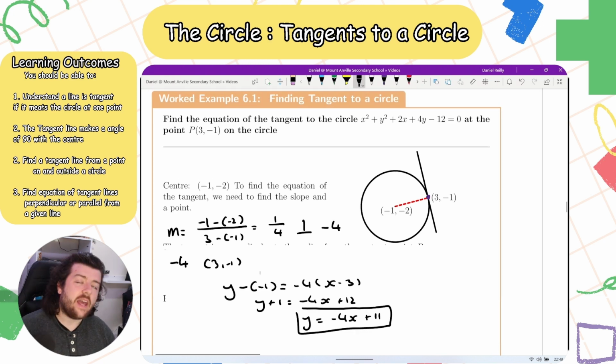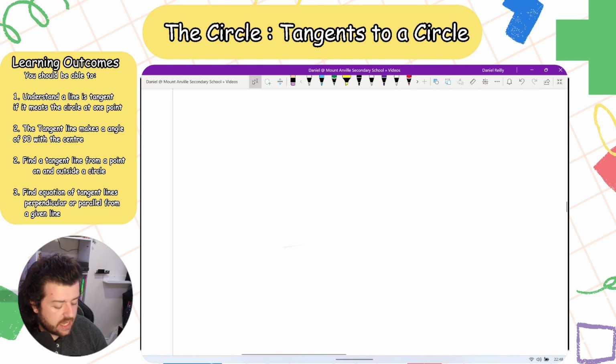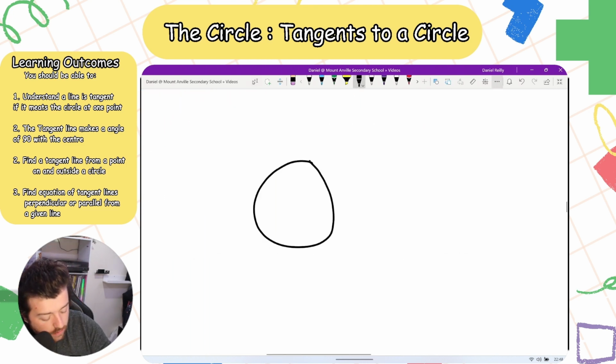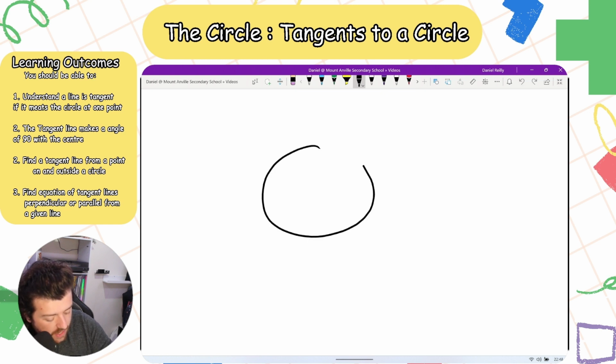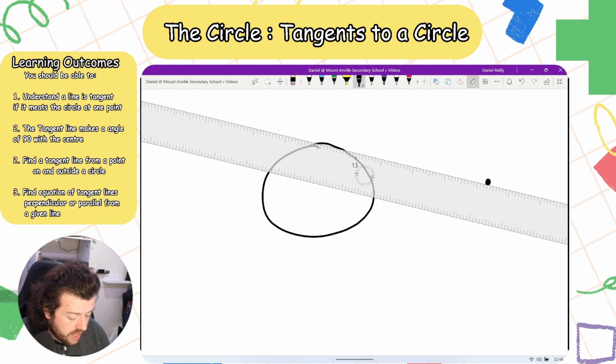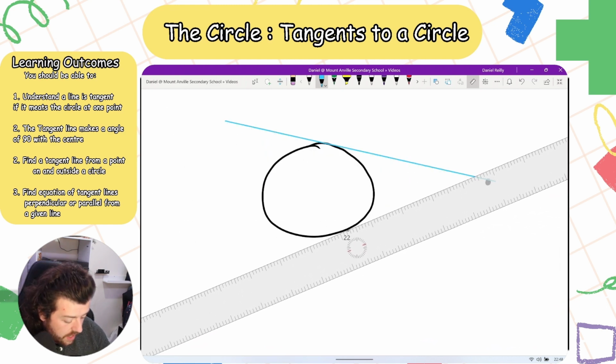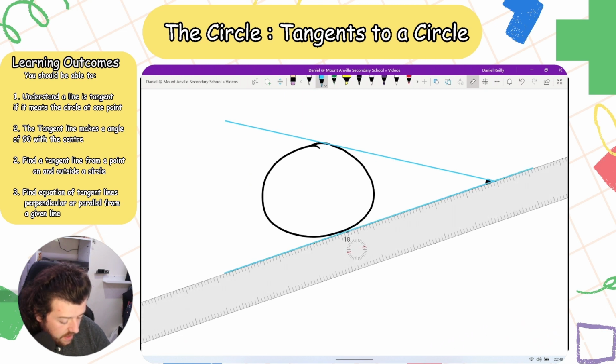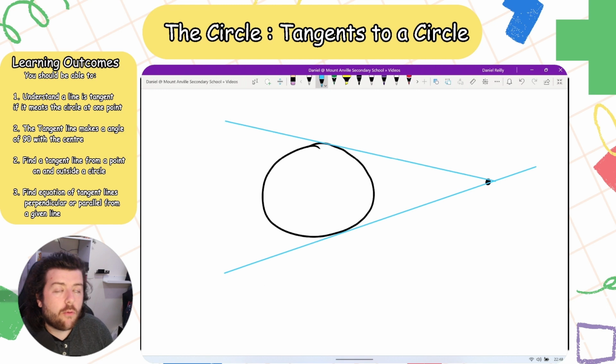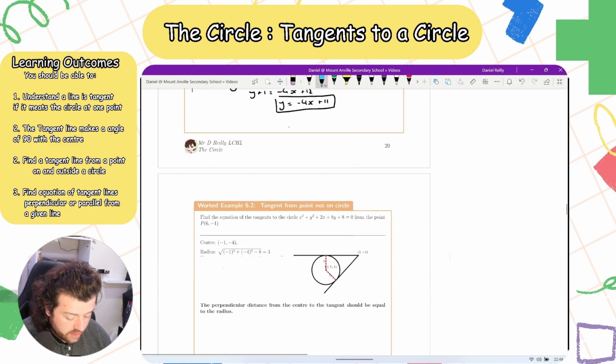Now, that's if we have a point on the circle. What about if we have a point not on the circle? So what if we have a point, say, outside the circle here? Here's a circle. What about, say, we want to find the tangents that go through this point? They could look like this, or they could be this. So when we're getting to points off the circle, we start to get multiple tangent equations, and this is how we do that.